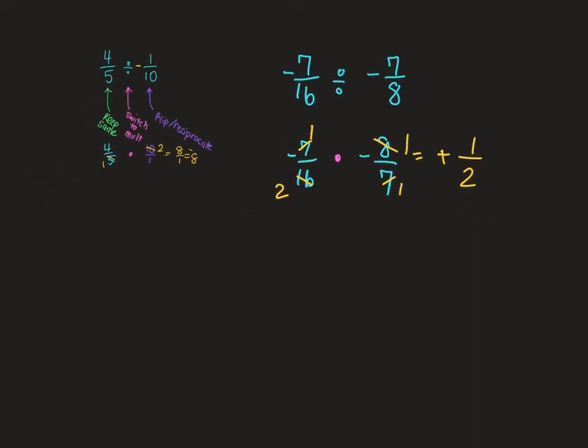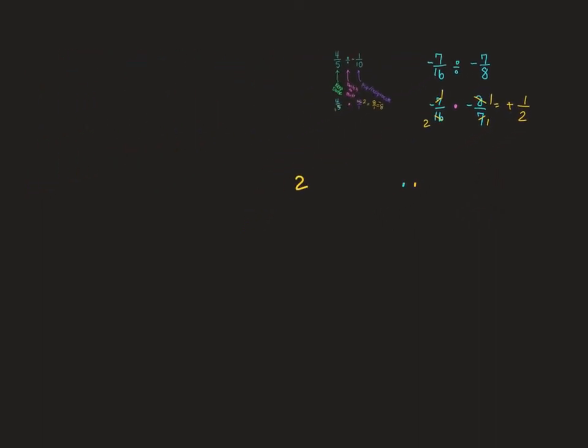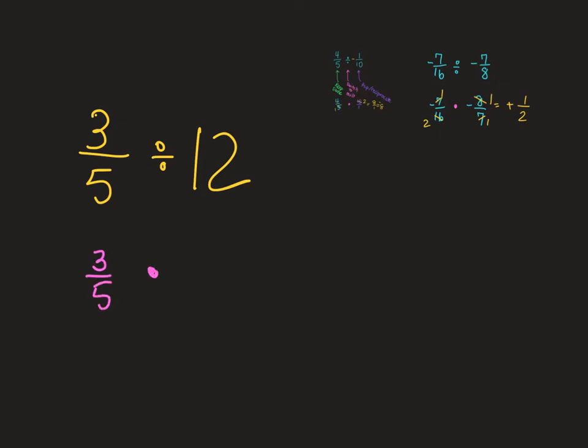What happens though if I have a whole number? So I'm looking at your homework and they're going to give you something that might look like this. 3/5 divided by 12. Keep, switch, flip. Keep 3/5, switch to multiplication. But now I gotta flip this guy.